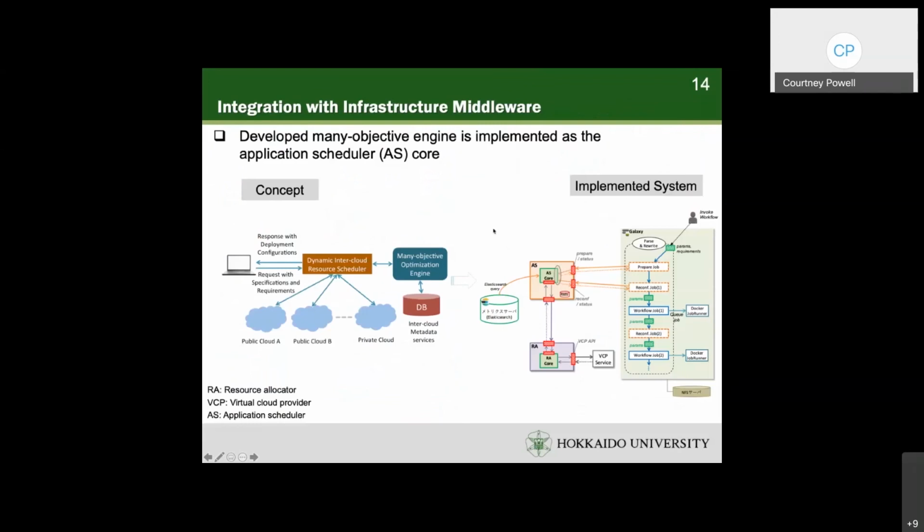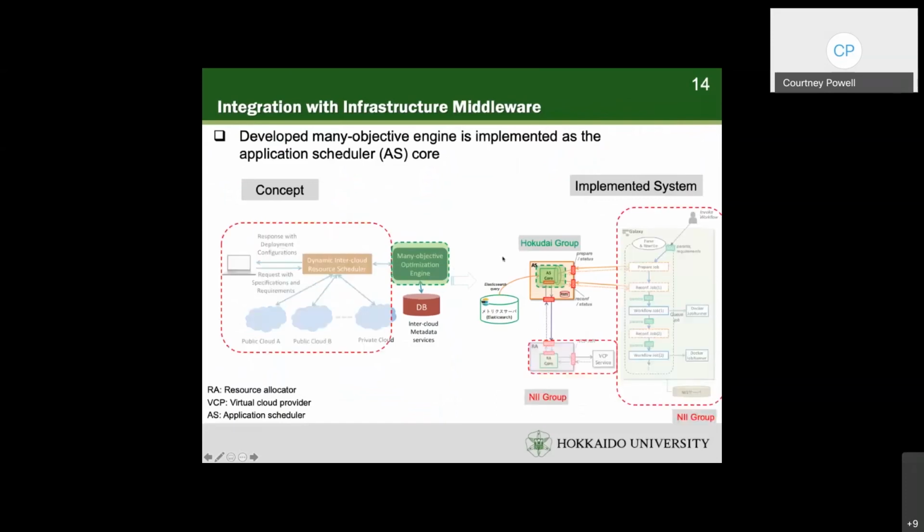So the many objective engine developed was implemented as an application scheduler core in the implemented system. So here we have our system being implemented here. And the overall system, this part of the system, was developed by NII Group, as stated before, and here NIG Group.